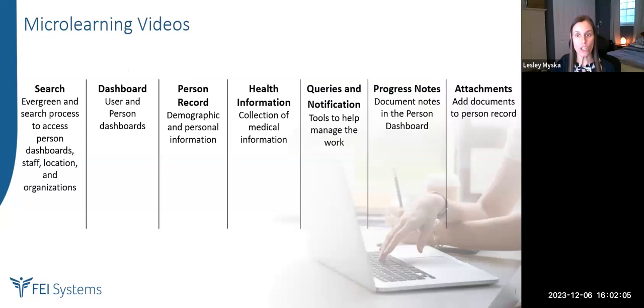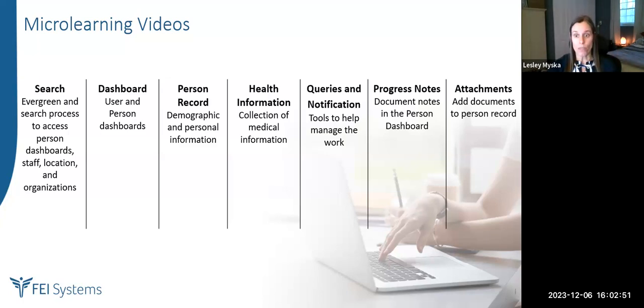Prior to this training, you should have watched the Evergreen microlearning videos. If you have not yet had a chance to watch them, don't worry, you still can. These brief videos are available on our Evergreen project website at maine.gov/dhhs/EIS/Evergreen. The videos provide training for the following topics: search, which is an introduction to Evergreen and the search process and how to access the person, staff, locations, and organizations. Dashboards, which in Evergreen, there are two different dashboards. There's one for the user, yourself, called My Dashboard, and then there's a dashboard for each person record within the system.